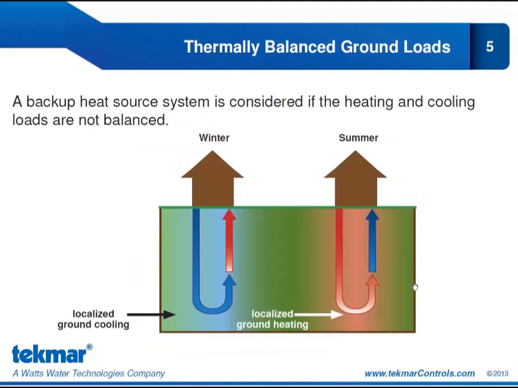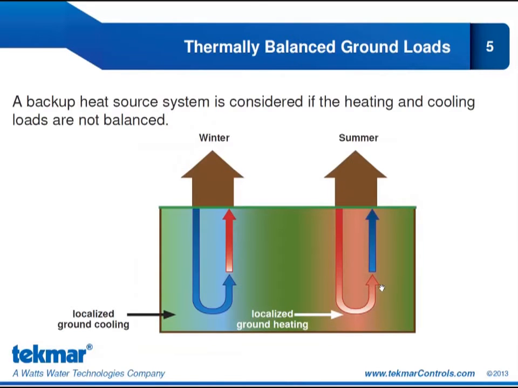This slide contains an image of what I mean when I say we want a thermally balanced ground load. In the winter time, we're going to experience localized ground cooling, so we are extracting heat from the earth for an overall cooling effect in our earth loop. In the summer, we're going to have localized ground heating. In this case, we are rejecting heat from the building into the earth, so our ground loop will experience some heating during the summer.